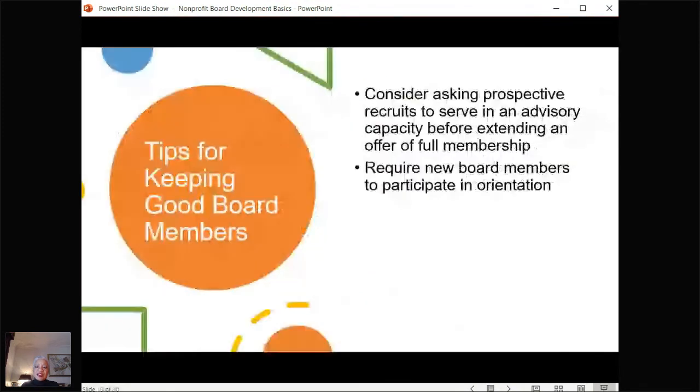You want to also consider asking prospective recruits to serve in an advisory capacity before extending a full offer of membership. Why? For some of the reasons we just talked about. People can say they're committed.